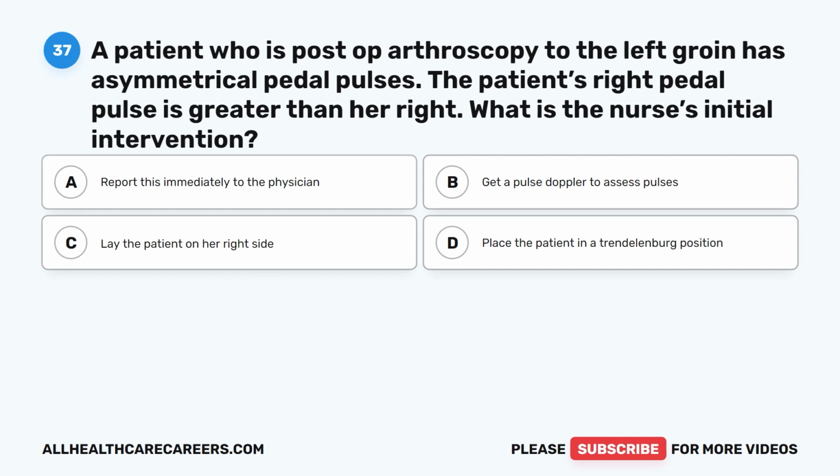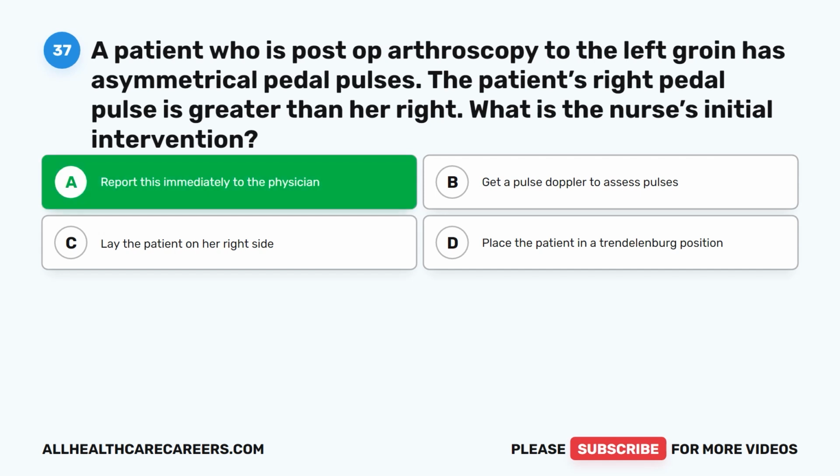Question 37. A patient who is post-op arthroscopy to the left groin has asymmetrical pedal pulses. The patient's right pedal pulse is greater than her left. What is the nurse's initial intervention? A. Report this immediately to the physician. B. Get a pulse Doppler to assess pulses. C. Lay the patient on her right side. D. Place the patient in a Trendelenburg position.